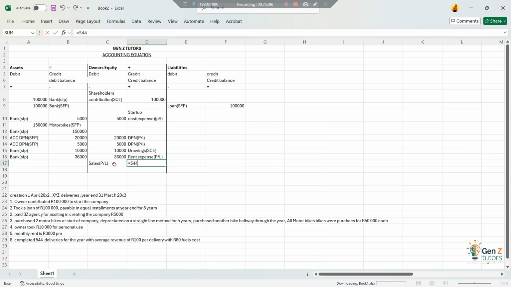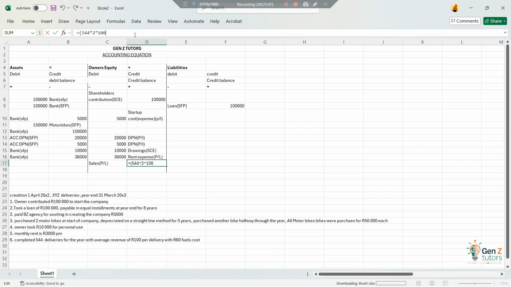We had 544 deliveries. Now be careful here. Remember how many motorbikes we have? We have 2 motorbikes from the beginning of the year, meaning we utilized 2 motorbikes for the whole year, and only utilized the other motorbike from halfway through to the end of the year. So now it would be wise for us to say, okay, fine, we have 544 on average. This is for every motorbike. So 544 for every motorbike. 2 motorbikes were used throughout the whole year. So now that is fine.